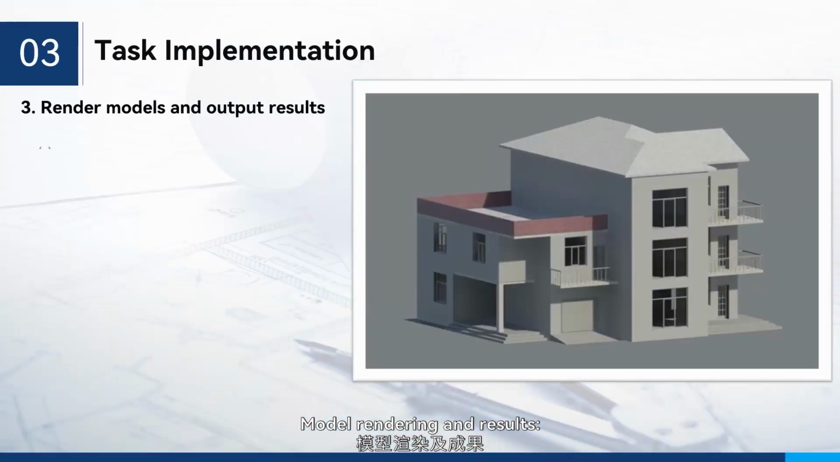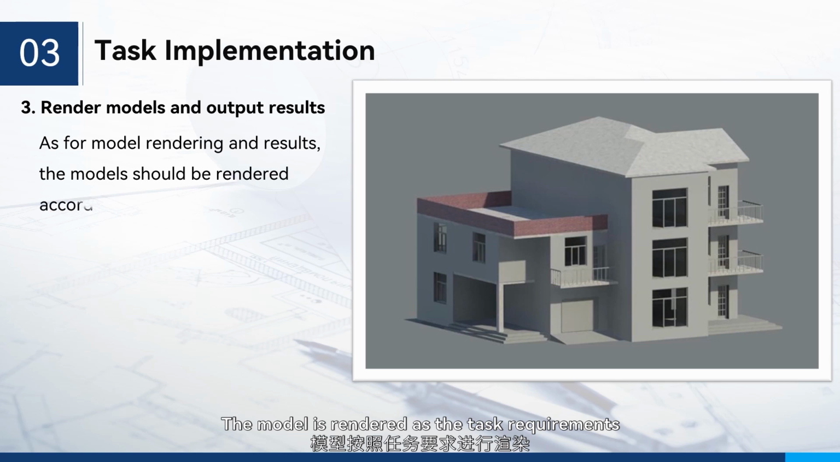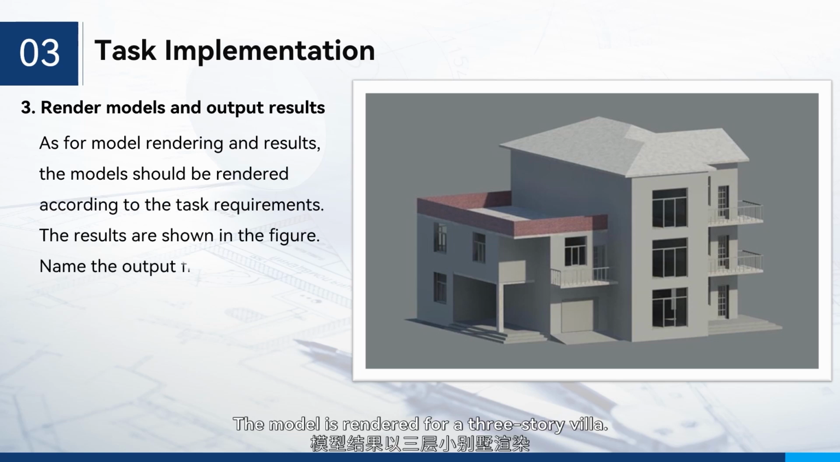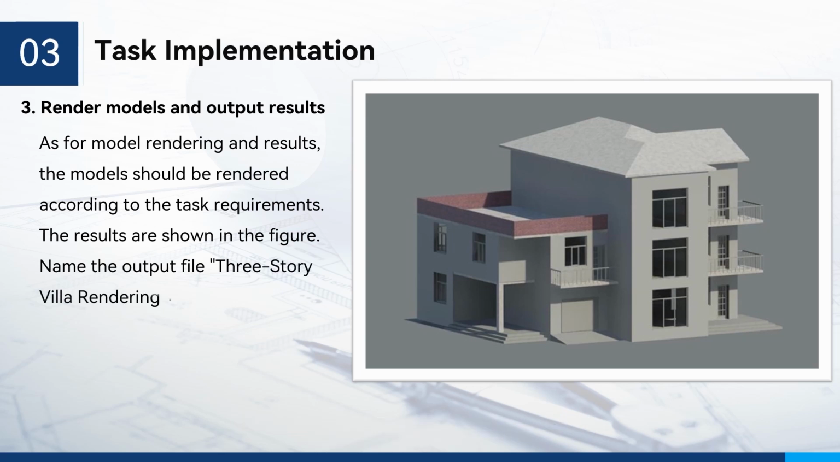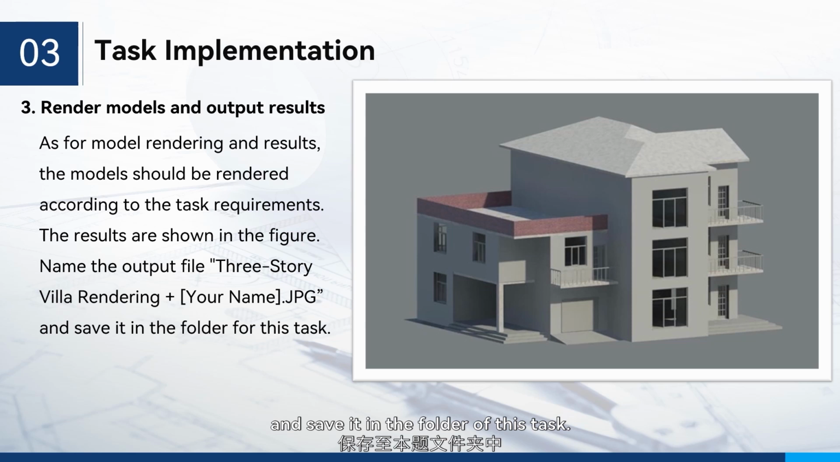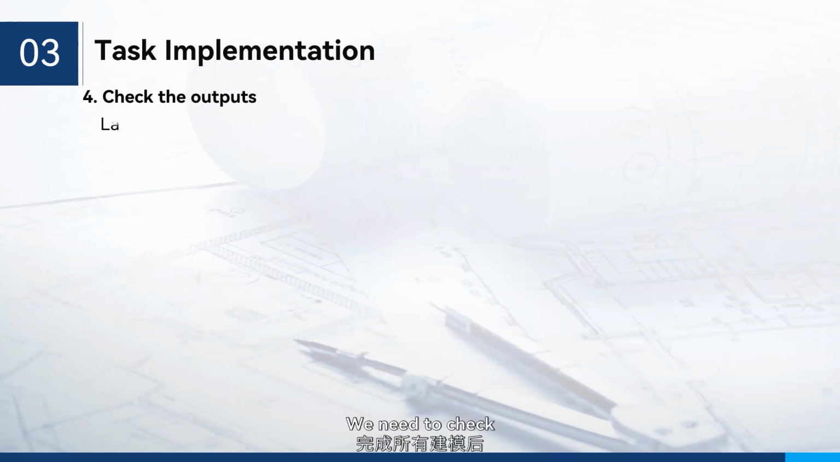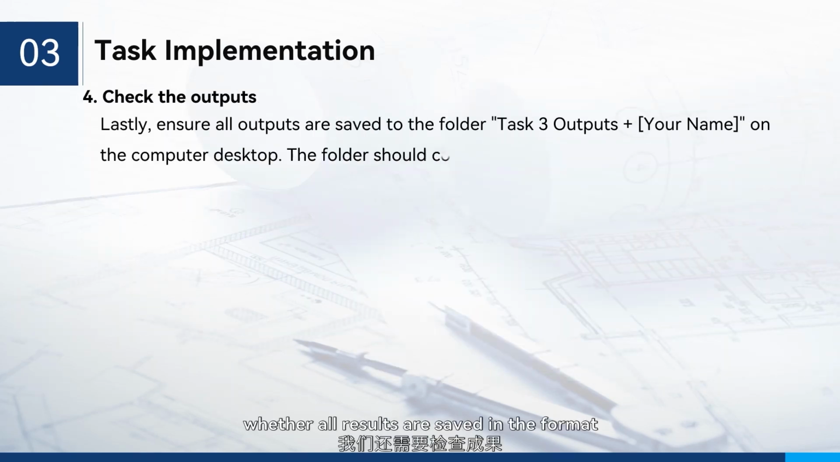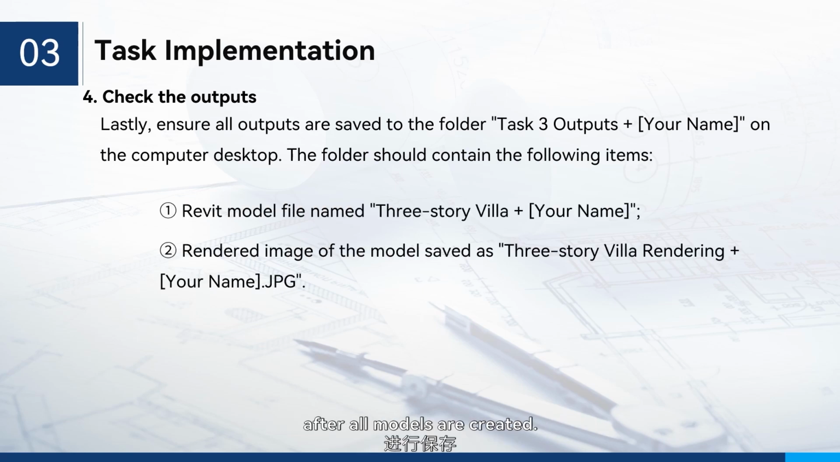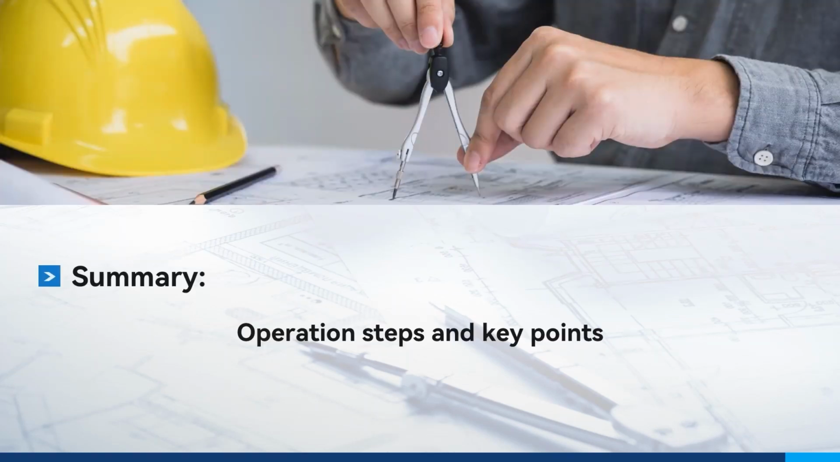Model rendering and results. The model is rendered as the task requirements and the results are shown in the figure. The model is rendered for a 3-story villa. Name the model 3-story villa plus your name and save it in the folder of this task. We need to check whether all results are saved in the format according to the task requirements or not after all models are created.